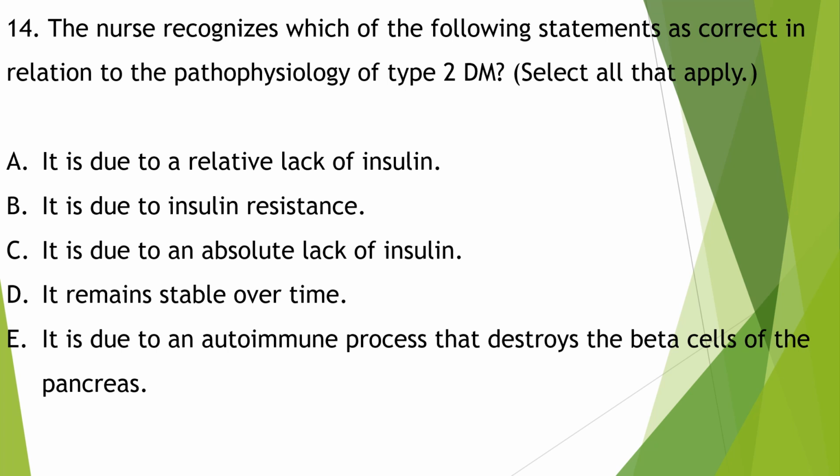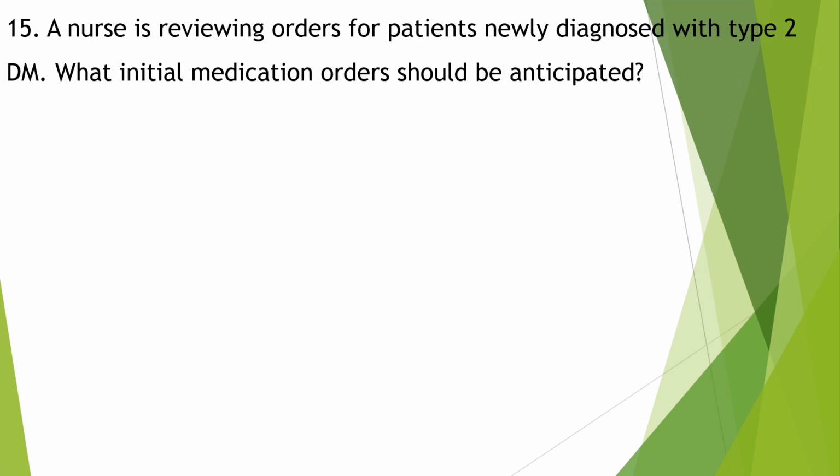Type 2 diabetes is a relative lack of insulin or due to insulin resistance. Type 1 is an absolute lack of insulin due to an autoimmune process that destroys the beta cells of the pancreas. Neither are stable over time.